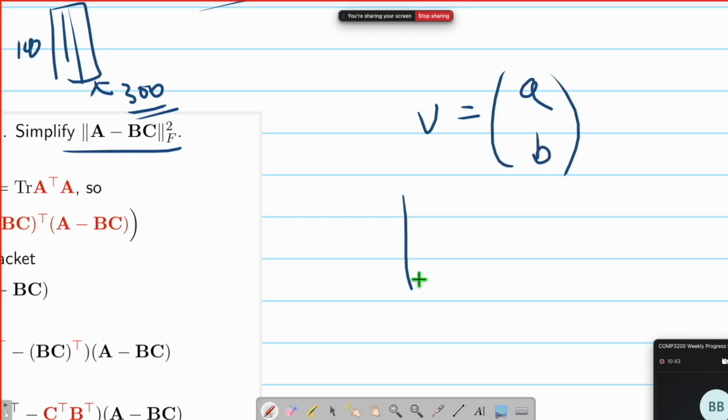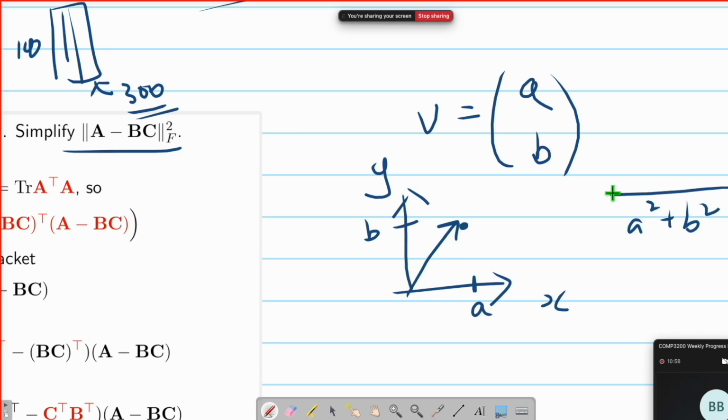Recap vector v. If you draw it in a two-dimensional plane, this is the x coordinate, this is the y coordinate. You know (a, b) is just something like this, right? The x coordinate is a and the y coordinate is b. By the Pythagorean theorem, what is the length of this vector? The square root of a squared plus b squared. So this thing, we call it the norm of v.